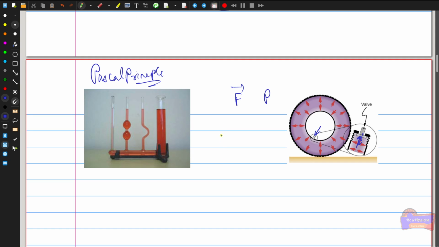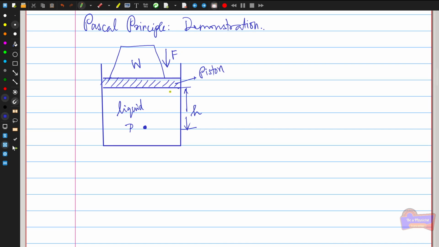That means, suppose you apply any pressure on this liquid, the liquid will not compress. That is called an incompressible fluid. So we have taken the incompressible liquid in a tall container. The cylinder is fitted with a piston, on which we have a load.